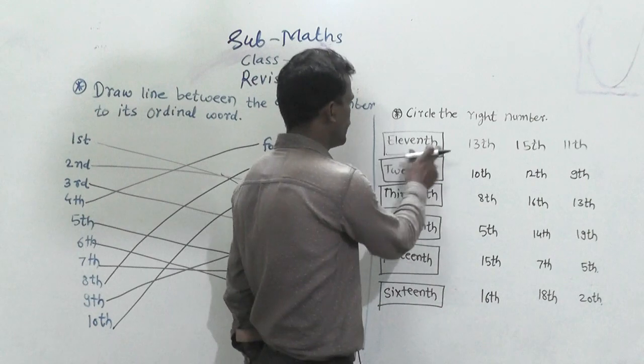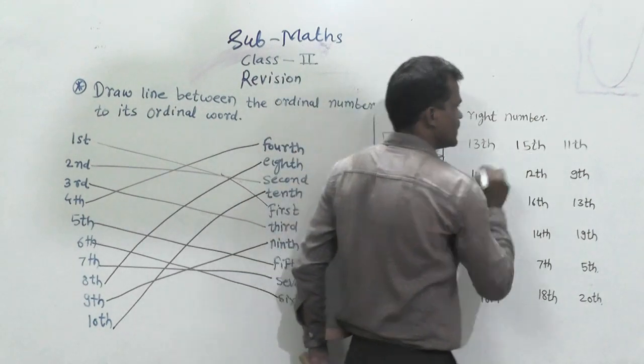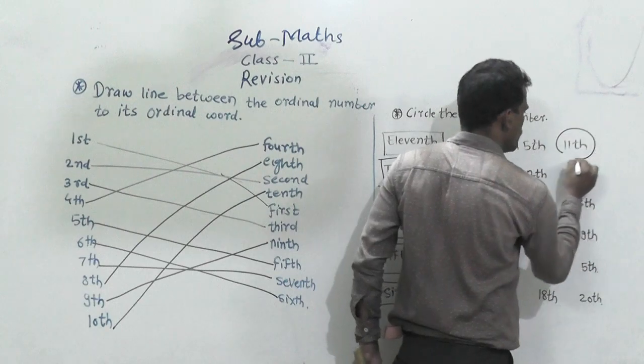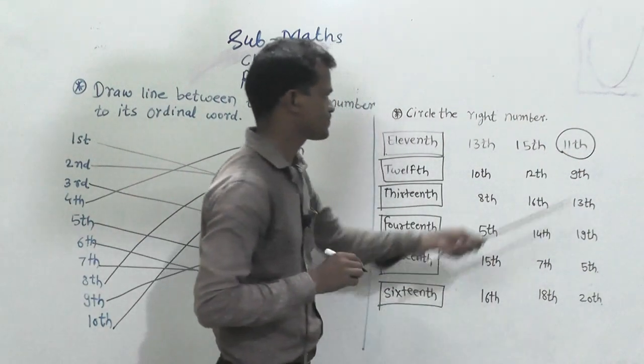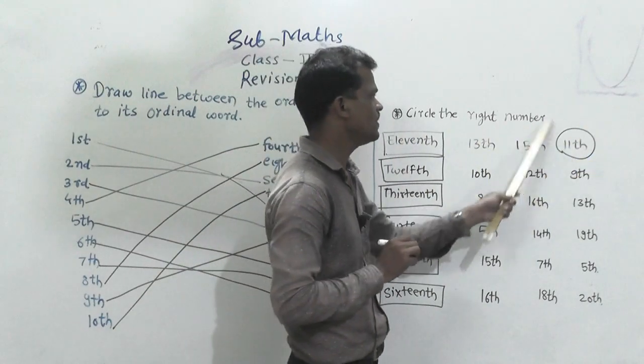Okay, so see here 11. So where is the 11? Here 13 is given, here 15 is given, 11. So encircle the correct representation. Okay, 11. So here I encircle 11th.